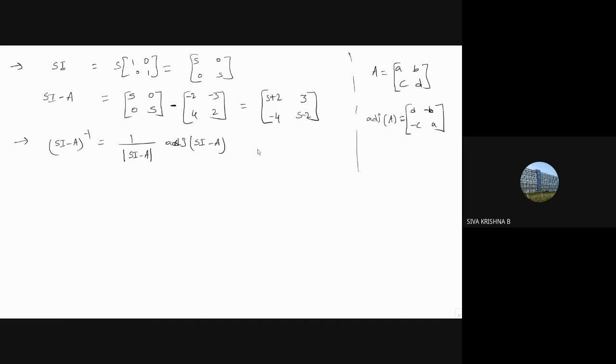Now, 1/det, what is it? AD minus BC, that of sI minus A means for this. What is A, what is B, what is C? This is A, this is B, this is C, this is D. So tell me now, 1 by what is it? s plus 2 into s minus 2, AD minus BC, right? That is AD minus BC. Write it down on the side first.